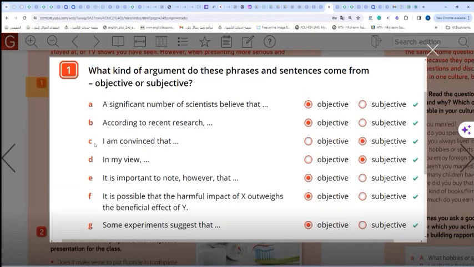For example, what is the first subjective phrase? Number C. Is this right? So could you read it? I'm confident. Yes, convinced. Convinced that. Yes. Okay.